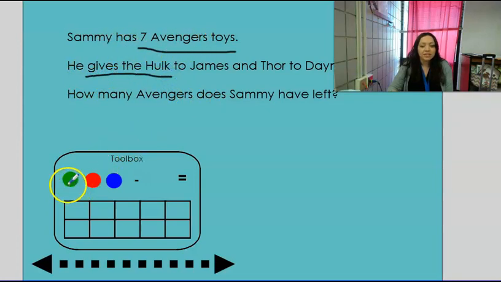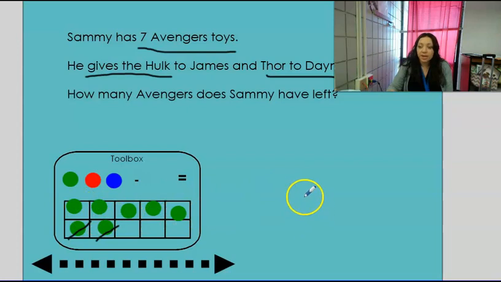He had 7 to start with, okay? So he's got 7 to start with. So let's just do 7. 1, 2, 3, 4, 5, 6, 7. That's how many he has to start with. So it says he gave Hulk to James. So he gave 1 away to James. So we're going to cross that out. Then he gave Thor to Danya. So he gave 1 more away. And so how many does he have left? That's right, it's 5.